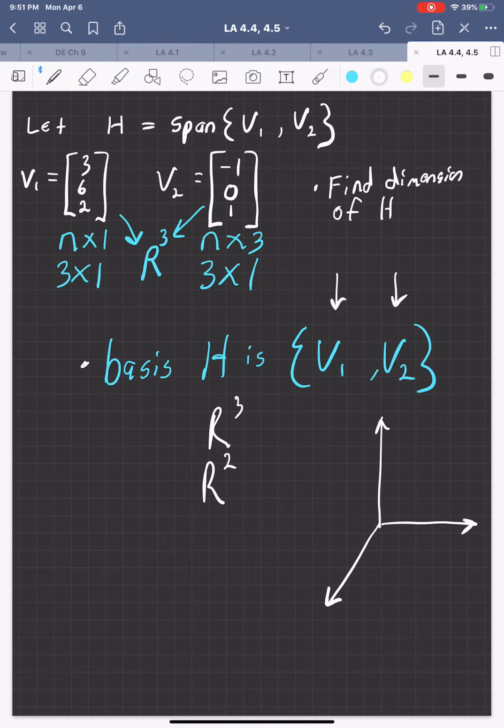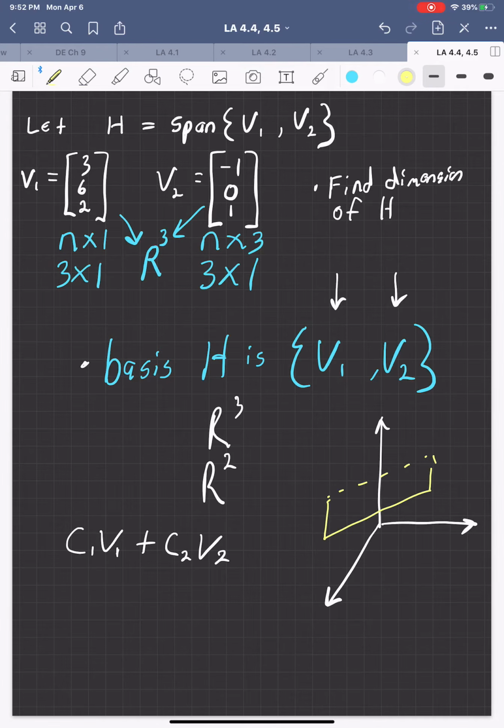at best the span of the two vectors would just be a plane. You can imagine a plane in space, and the points on that plane represent this space. I would need another vector in order to span all of R3, so I can only span R2.